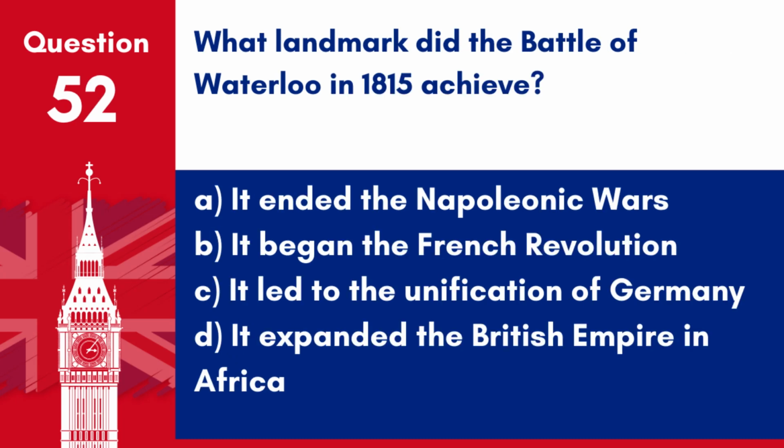Question 52. What landmark did the Battle of Waterloo in 1815 achieve? A. It ended the Napoleonic Wars. B. It began the French Revolution. C. It led to the unification of Germany. D. It expanded the British Empire in Africa.